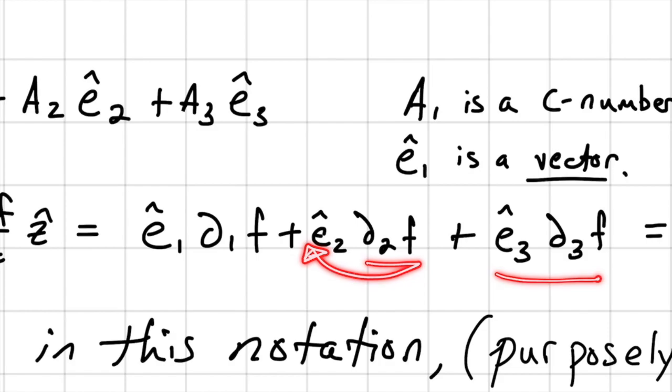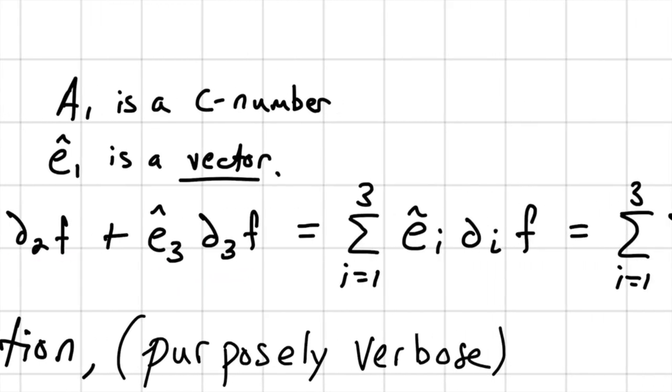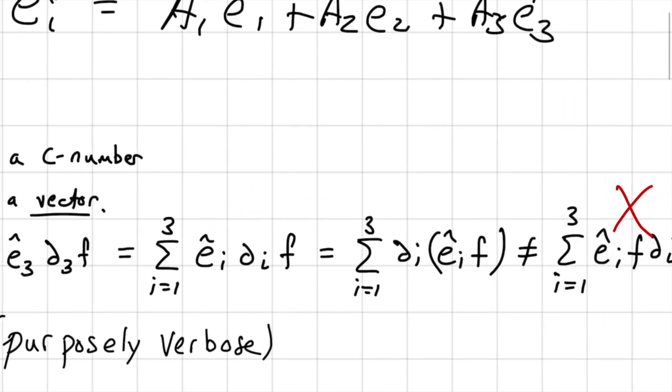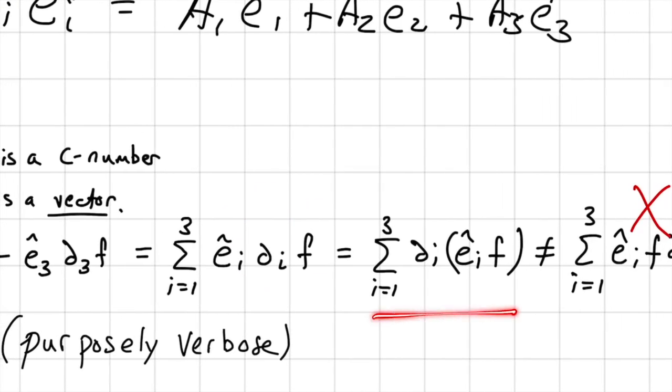Now, what is also true is you could write this as a sum. In the same way, you could simply say e_i del_i f. You could also, if you want, take this unit vector and put it inside of the derivative. Why can you do that? Well, because unit vectors are constant, taking the derivative results in zero when you look at the product rule. So you could also write it as the following. This is pretty uncommon. It's really more common to see it looking like this.